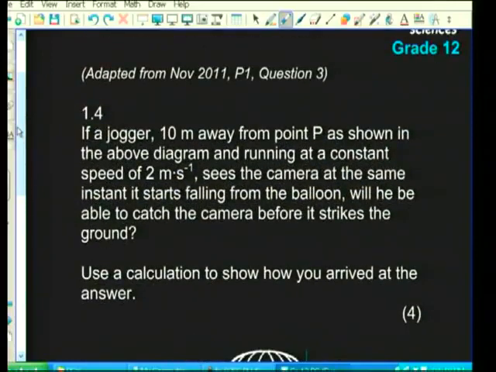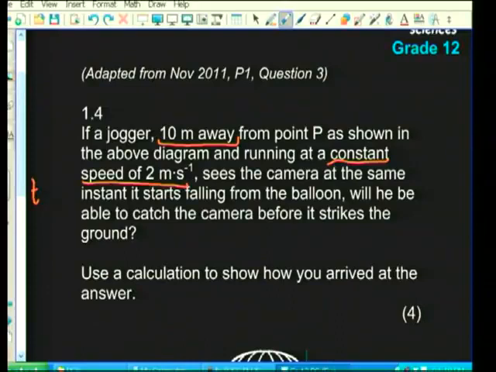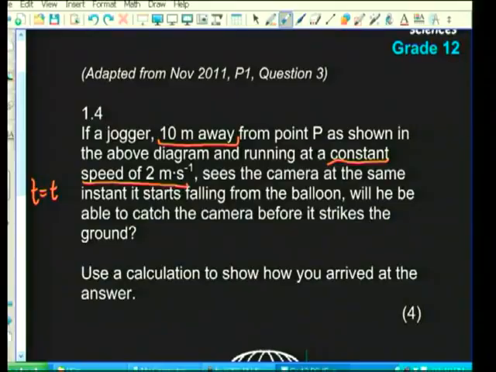If a jogger 10 meters away, that's a distance or displacement value, from point P as shown in the diagram, running at a constant speed, that's critical as well, that he's going at a constant speed, and they give us the value of 2 meters per second. He sees the camera at the same instant it starts falling. So from that we know the time is the same for both the camera falling and the jogger running. From the instant it starts falling from the balloon, will he be able to catch the camera before it strikes the ground? So will he be able to get there in time to catch this camera? Use a calculation to show how you arrived at your answer.